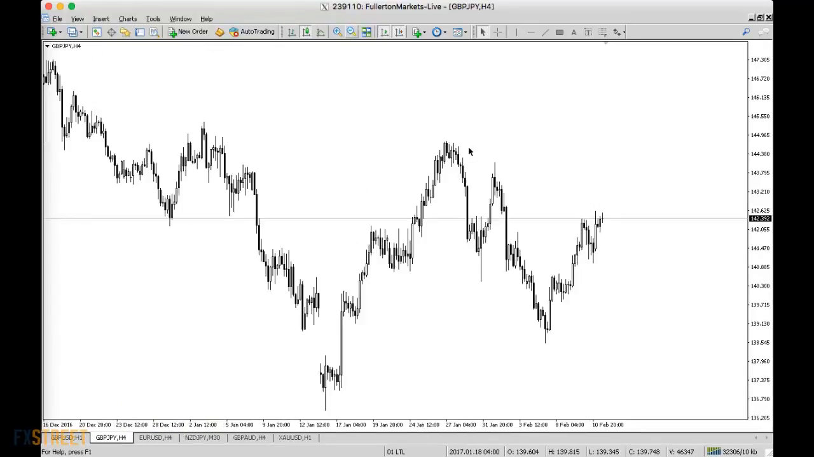So this is the pound yen H4 chart. Not surprising to see this chart. There's no clear direction as well. The main reason is that it is quite similar to pound dollar. The dynamics between pound yen and pound dollar: it is UK, US, Japan.